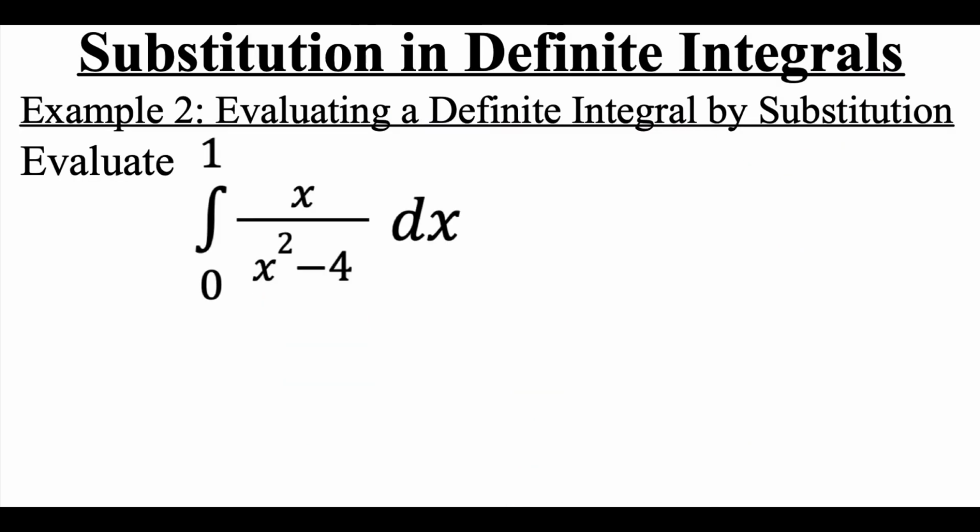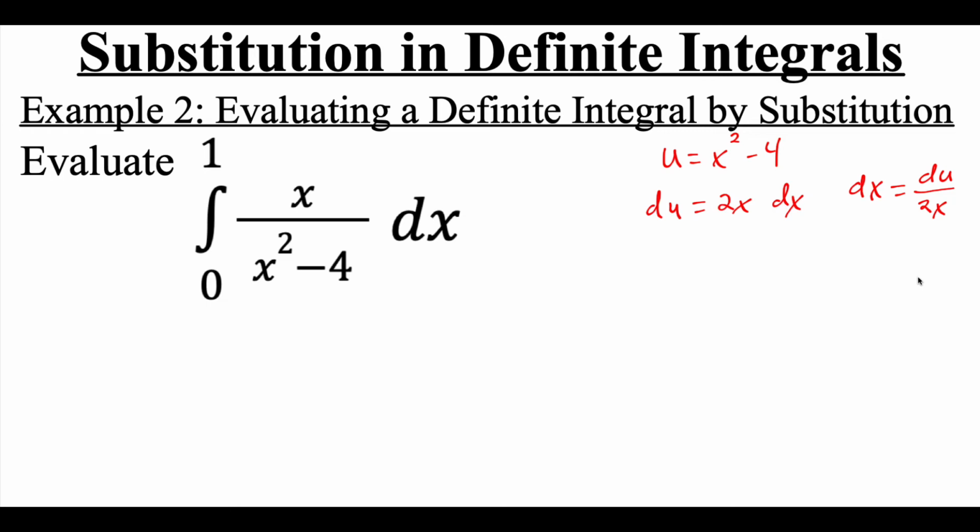Now in this example, we're going to evaluate the definite integral going from 0 to 1 for x over x squared minus 4 dx. In here, we're going to let u equal that denominator, x squared minus 4. We're going to have to do the derivative of this. So we'll get du equals 2x dx. I'm going to solve that to get dx alone. So this will say dx equals du over 2x.